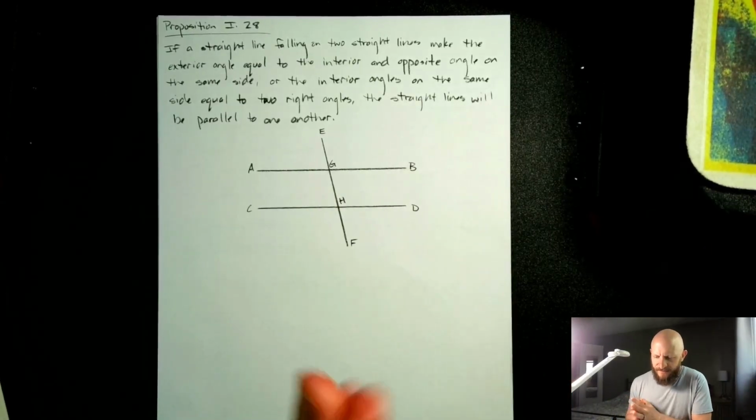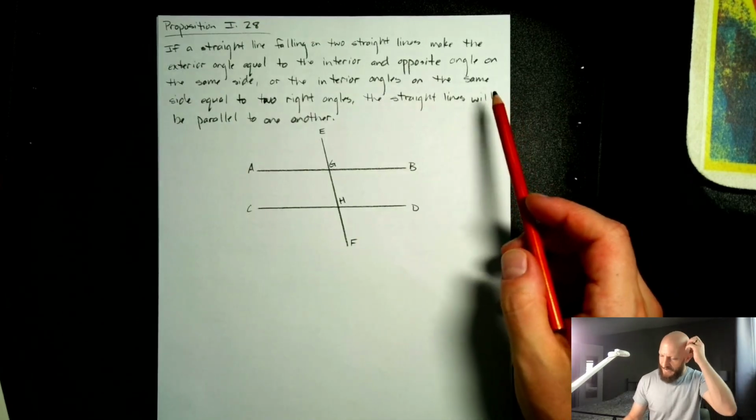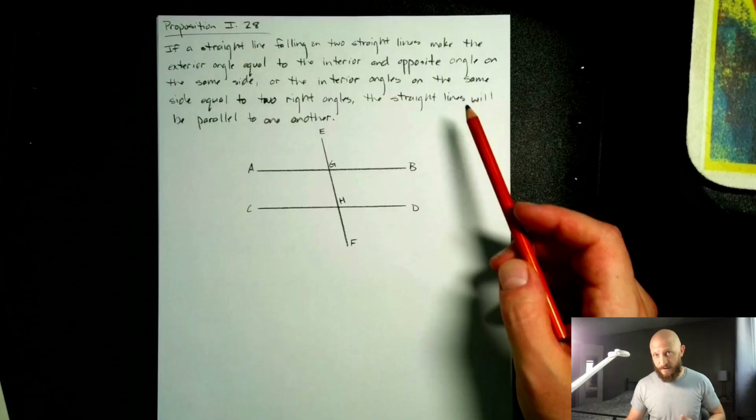Prop 28 says, if a straight line falling on two straight lines makes the exterior angle equal to the interior and opposite angle on the same side, or the interior angles on the same side equal to two right angles, the straight lines will be parallel to one another. So this is kind of an interesting one. It's really similar to Prop 27 in terms of some of the conditions that prove that two lines are parallel. And this one is naming out what appears to be two separate conditions.